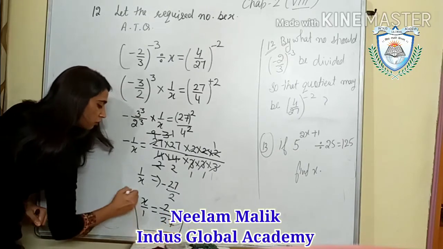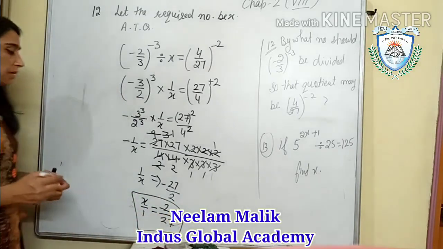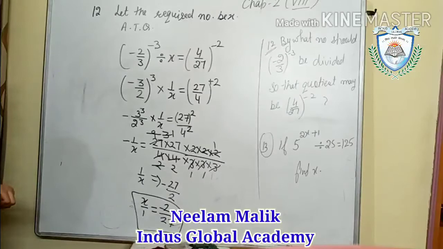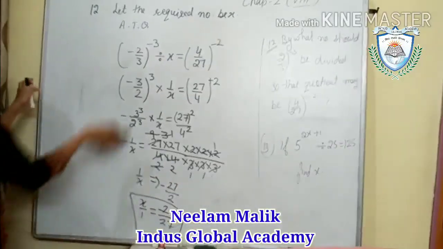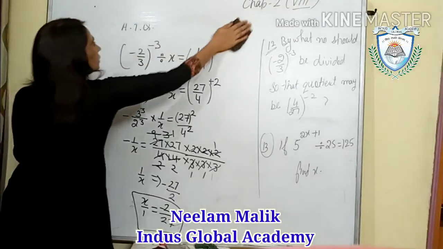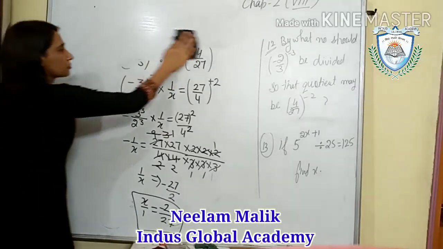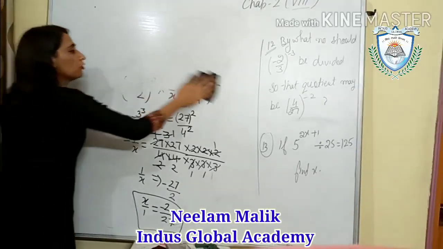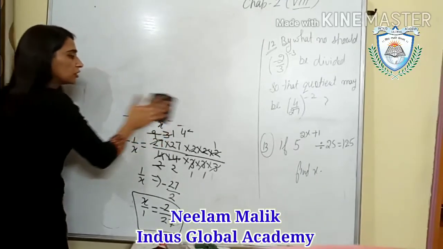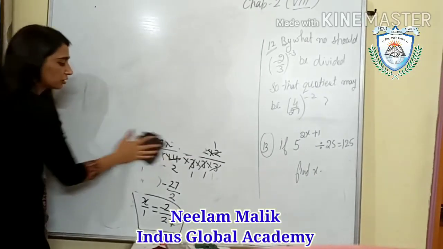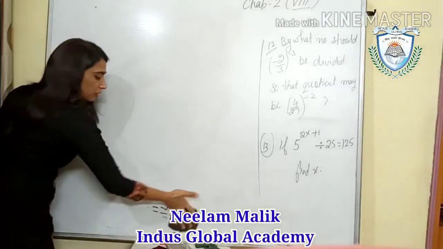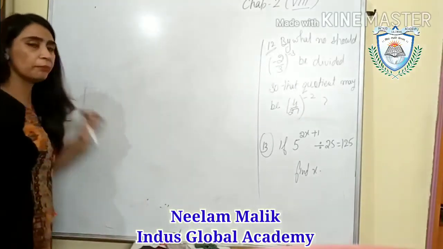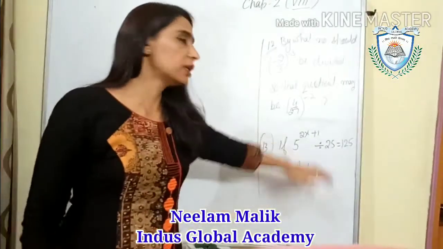So what is the value of x? The value of x is minus 2 upon 27. Now the question number 13. In question number 13, the power of 5 is given in terms of x. Okay, then that is divided by 25, and this complete number is equal to 125.